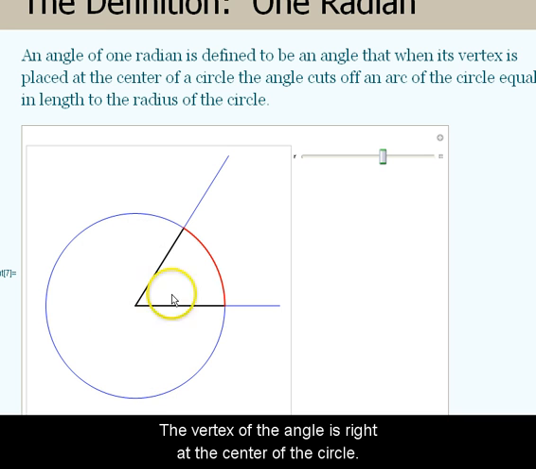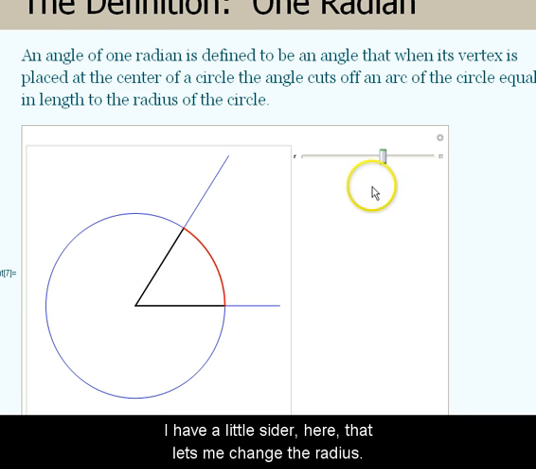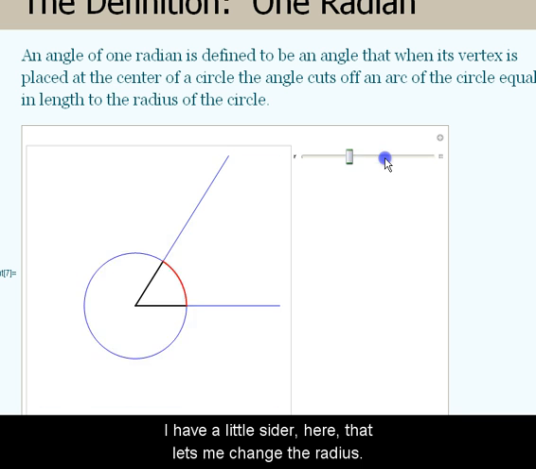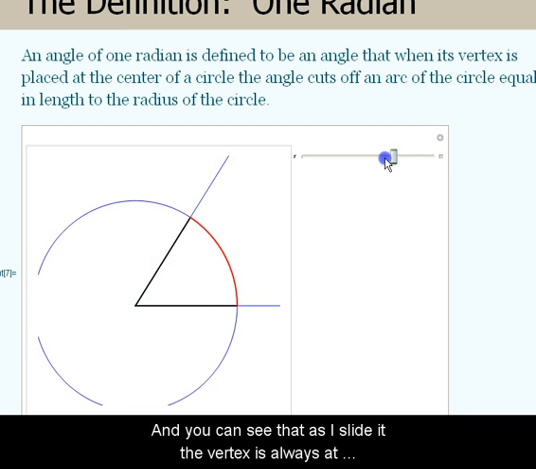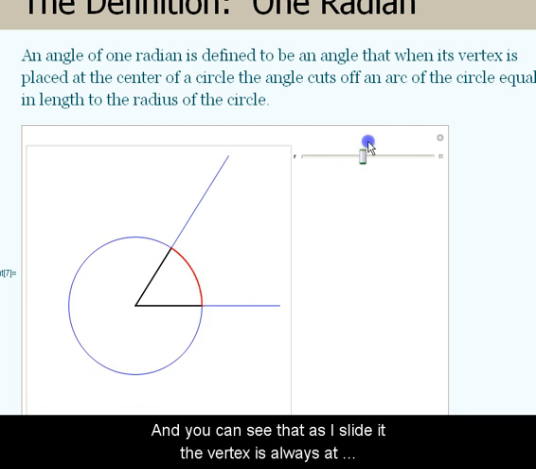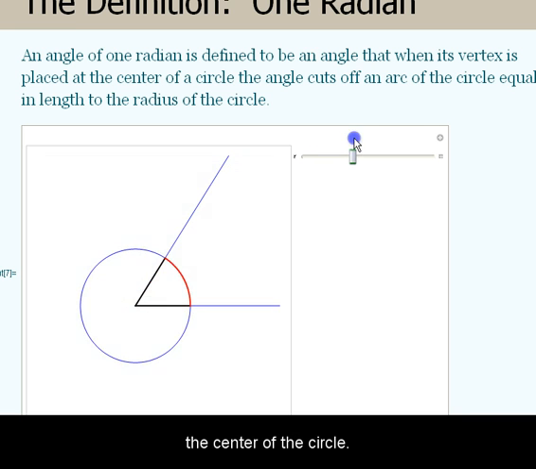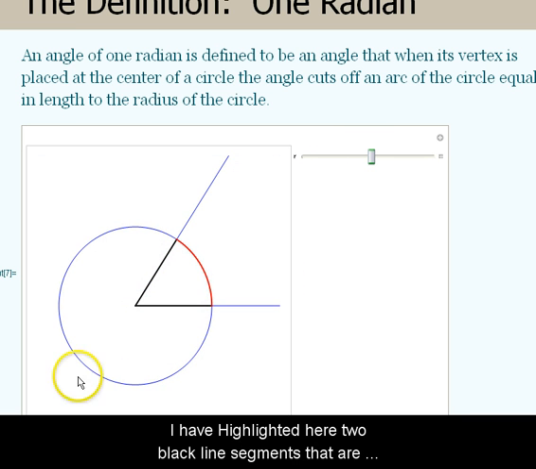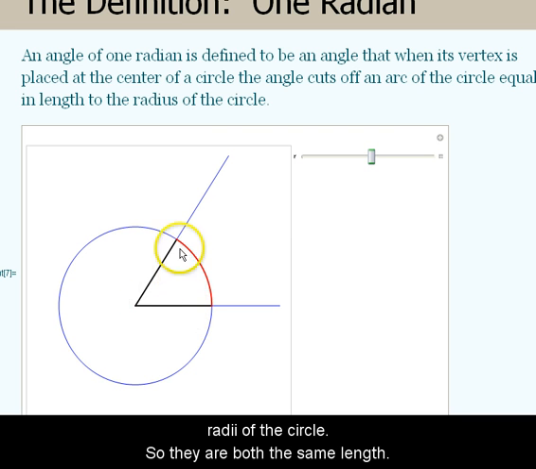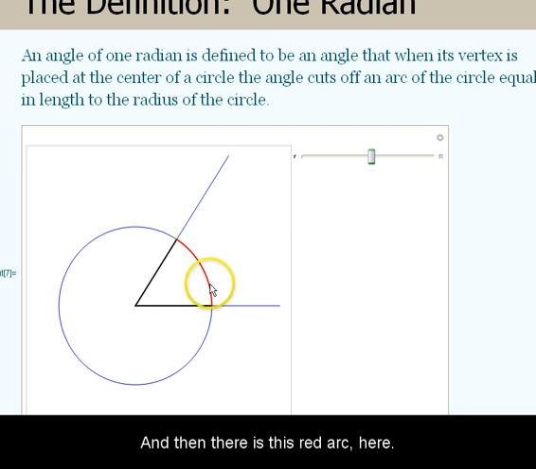I've got a circle here and an angle in it, and the vertex of the angle is right at the center of the circle. I have a little slider here that allows me to change the radius, and you can see that however it is, the vertex is still at the center of the circle. Now, I have highlighted here 2 black line segments, which are radii of the circle, so they're both the same length. And then there's this red arc here.